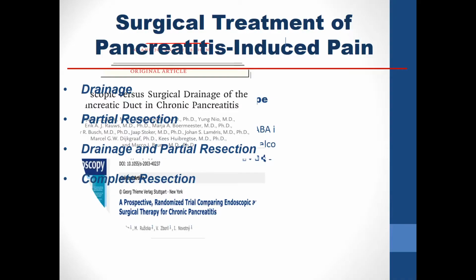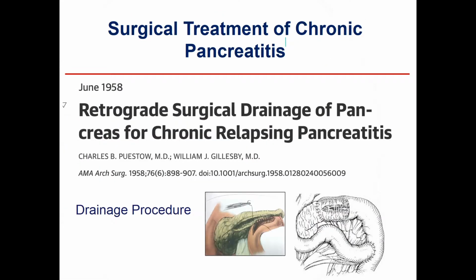I don't know what happened to the slides. There's some kind of Mac conversion error. Maybe I'll just see if I can. Now it won't do anything. Okay, that's okay. So ERCP is inferior to surgery.